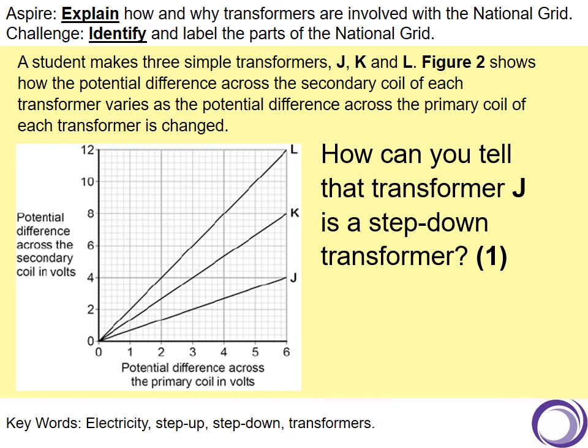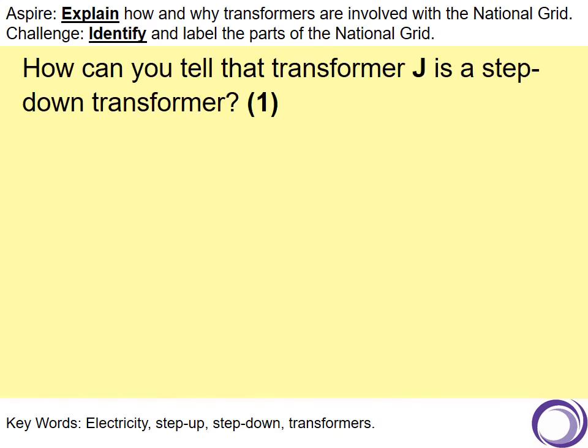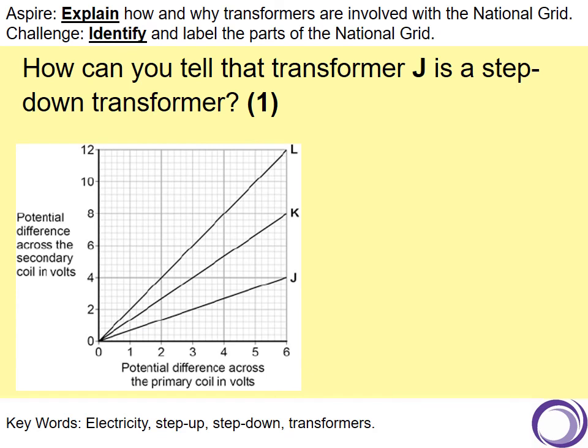Okay, let's have a look at the mark scheme. So the question is, how can you tell that transformer J is a step-down transformer? And it's worth 1 mark. So if you look at L, K and J, we can see along the bottom axis we've got our primary coil, and on the y-axis we've got our secondary coil. So for L, we can see there's 6 volts in the primary and 12 volts in the secondary, and that would imply that L is a step-up transformer.